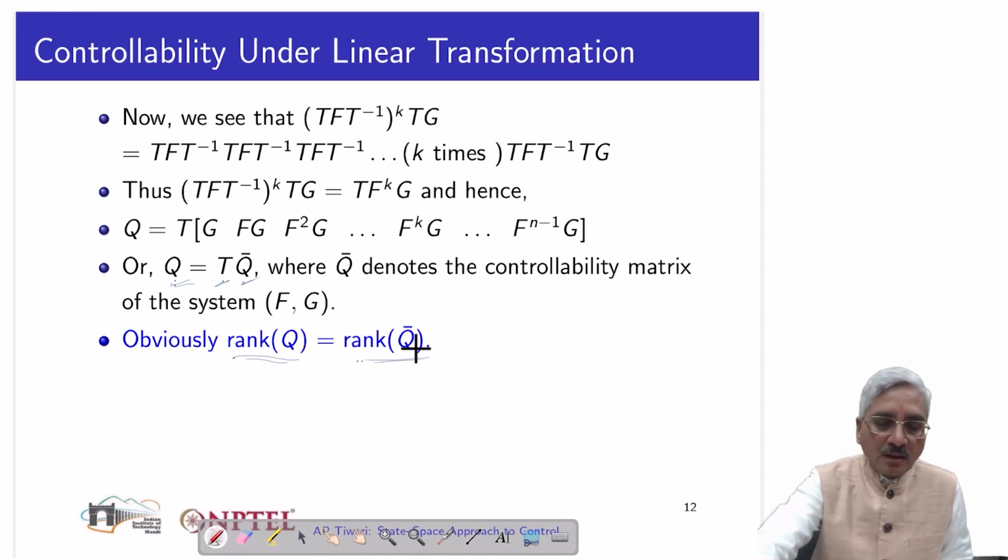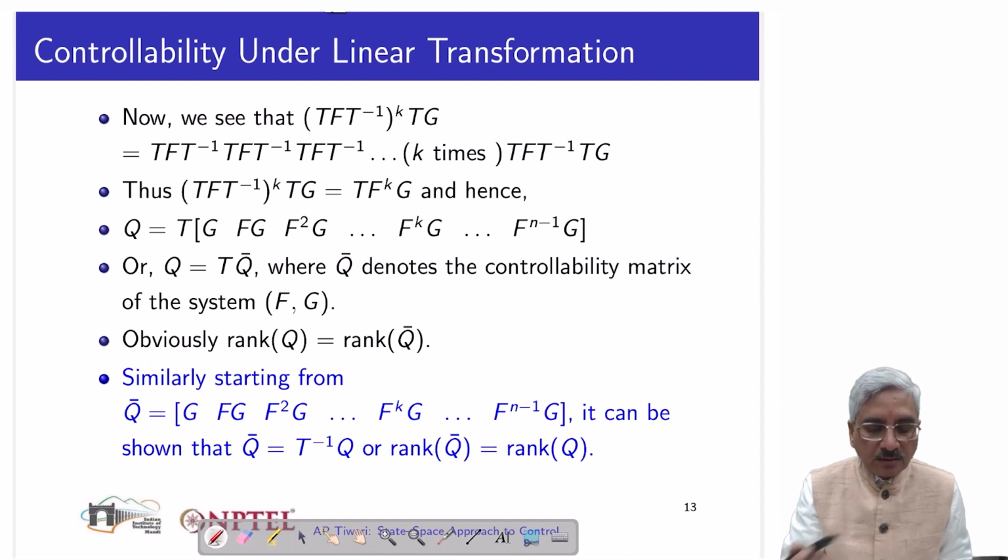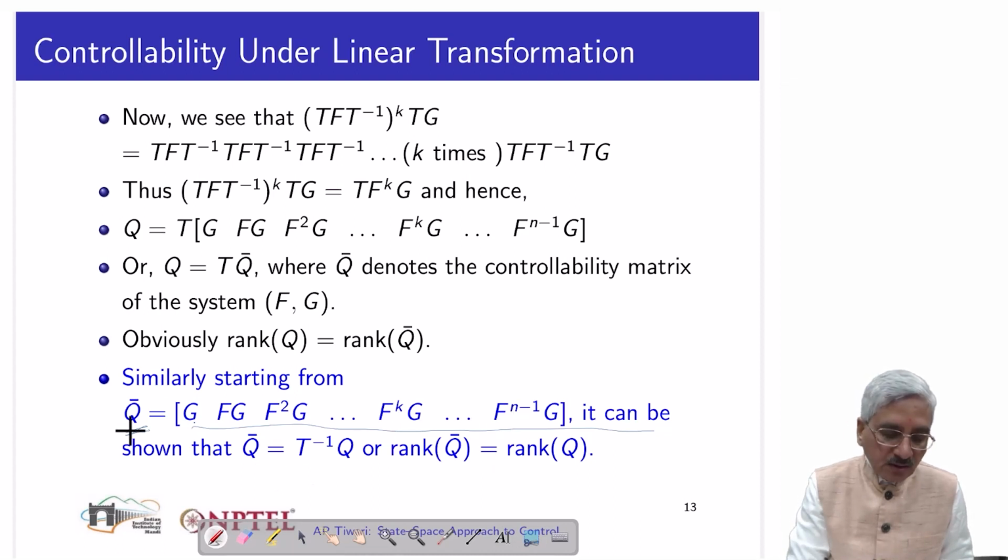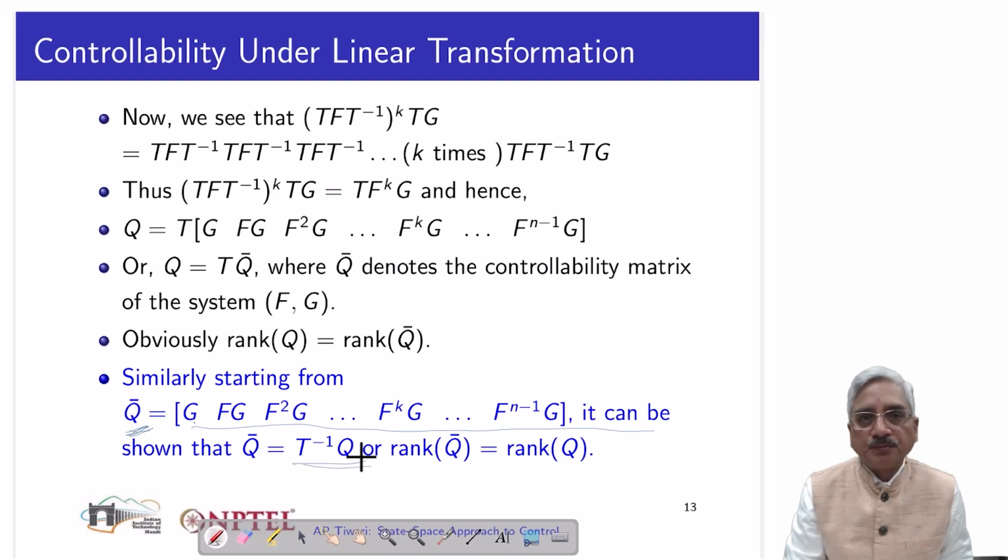Now we proceed starting from the system matrices F and G, that is the transformed system, and for that we have Q bar given by this expression. Again we make substitutions: in place of F, T inverse AT, and in place of G, T inverse B. Then we can show that Q bar is T inverse times Q. And because T inverse is the inverse of the similarity transformation matrix T, the rank of Q bar will be the same as the rank of Q, T inverse being a full rank matrix.